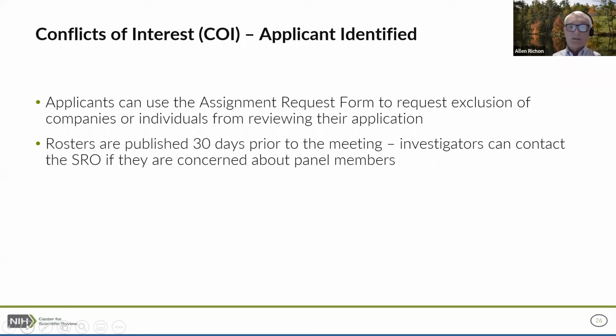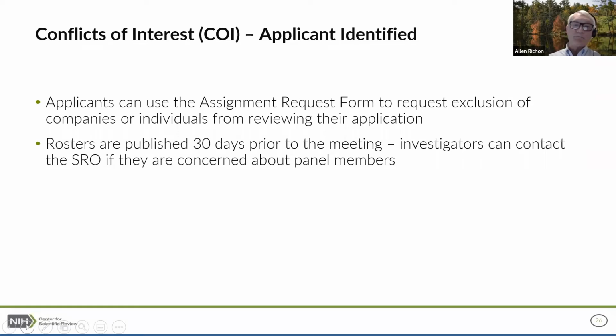For conflicts of interest, there are 3 levels that we can look at. You can let us know, as I said, that you have a problem with particular individuals or particular companies, and you use the assignment request form to do that when you're submitting your application. Now, please keep in mind that you don't get to say, I want to exclude all reviewers that have to do with zebrafish if you're submitting a zebrafish application, because obviously if that's the case, we can't find people who are knowledgeable enough to review the application.